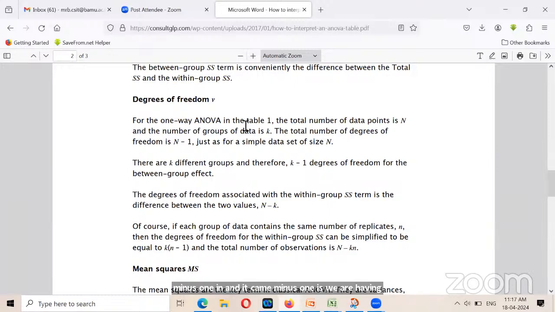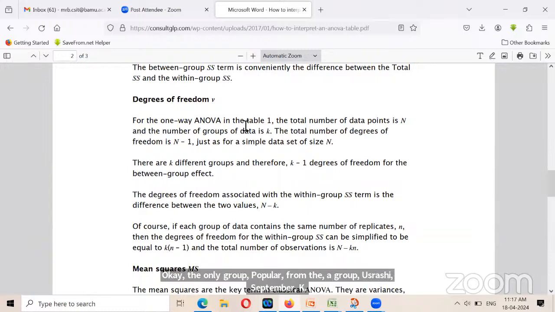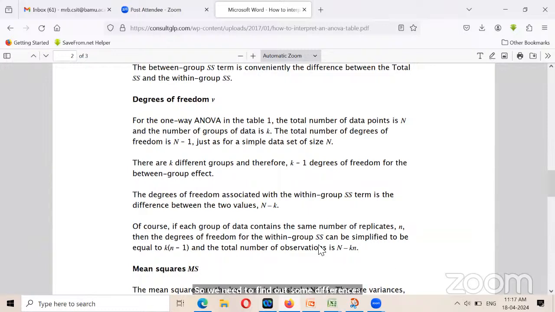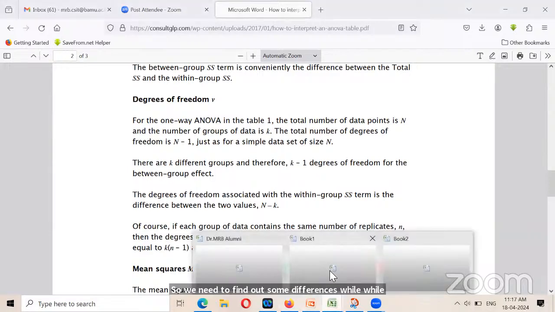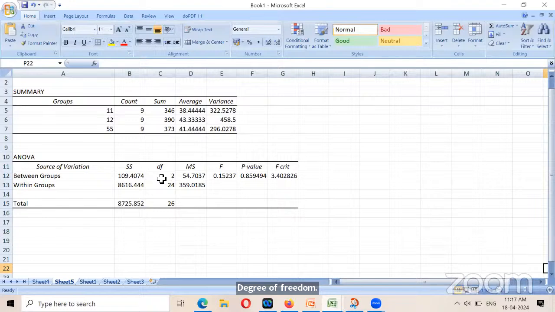Now why do we need this? Because we are comparing the groups. While comparing, we need to find out the differences, and a difference is nothing but a subtraction. Suppose we want to compare one group with another, so we need to find some differences while subtracting. That's the reason for the degree of freedom. Here you can see the degree of freedom is 2. Why 2? Because the number of groups is 3, so 3 minus 1 is 2.